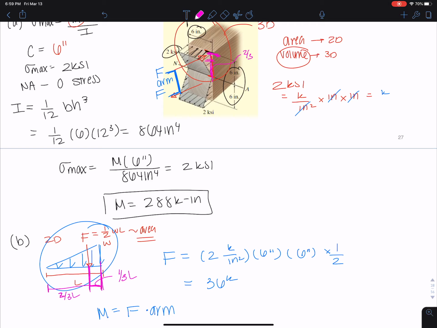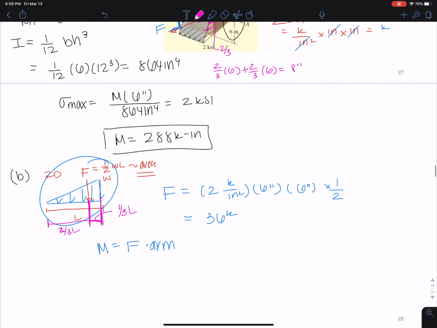And then here, again, we'd have another 2/3. So the total would be 2/3 of 6 plus 2/3 of 6, which is 8 inches. So here, our moment is 36 kips times 8 inches, and we get 288 kip inches. Same answer.